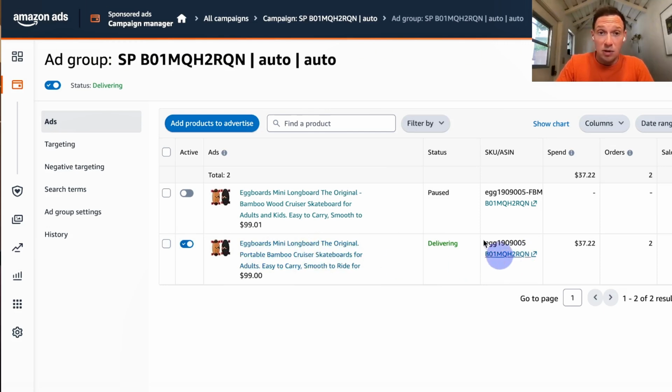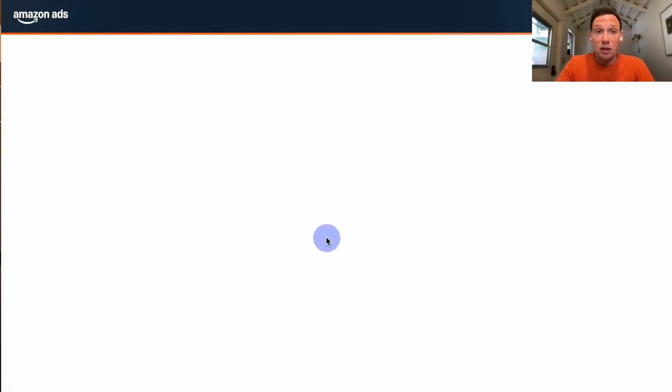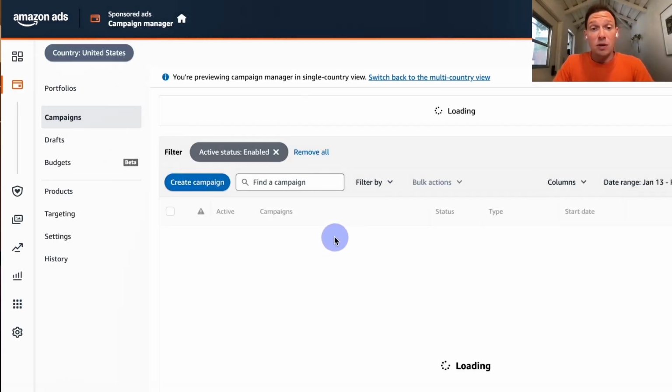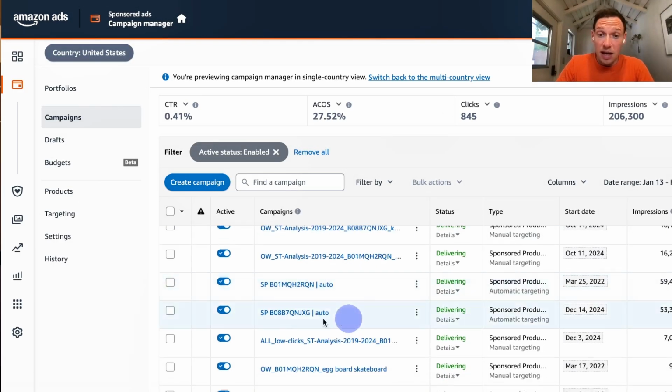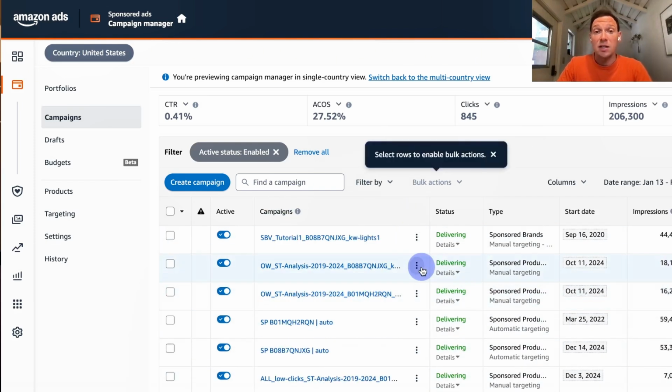And the second important thing is that in the name of the campaign, and of the ad group in this case, but generally in each campaign, the name will include the ASIN. You can see it's here. This is a different ASIN. This is another ASIN. This allows us to do two things.